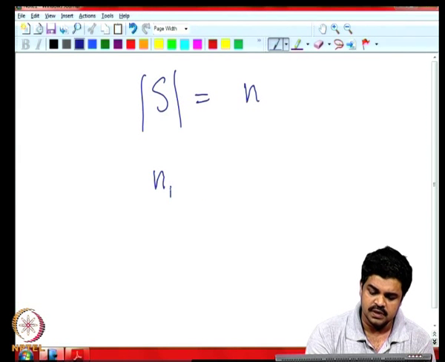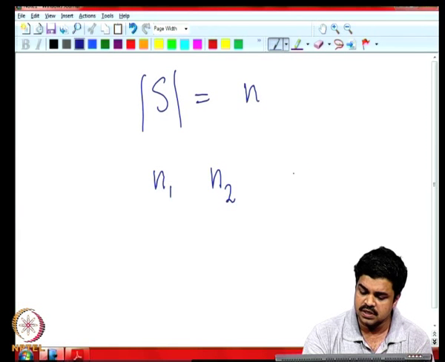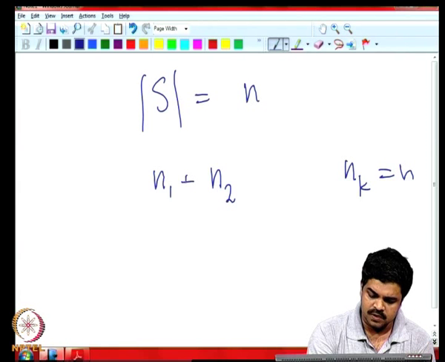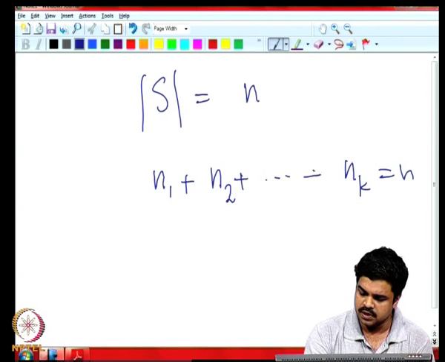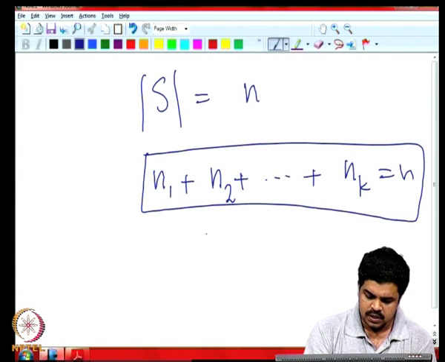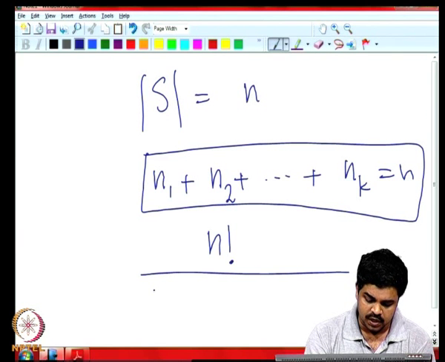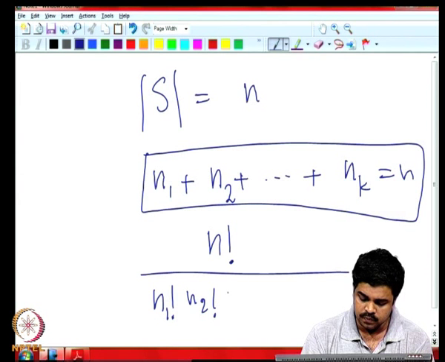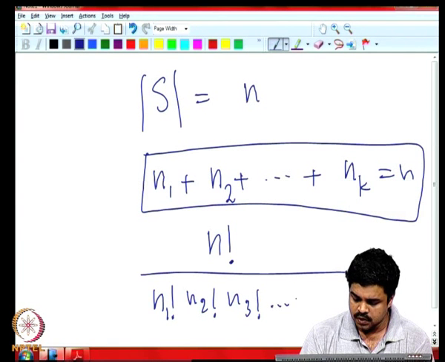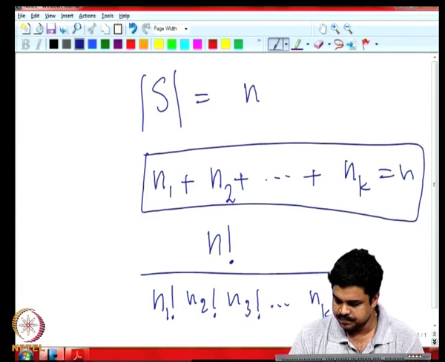The first type repeats n1 times, the second repeats n2 times. Say there are k types, n k, and this is equal to n1 plus n2 plus up to nk. This is the multiset, and the total number of permutations possible is n factorial by n1 factorial into n2 factorial into n3 factorial into nk factorial, which we showed by several examples.